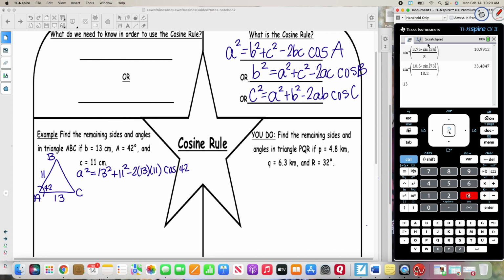Can you have a cosine under a square root? Yes. All right, so I'm typing all of this in at one time. Does the calculator automatically do the order of operations? Yes. So I did 13 squared plus 11 squared minus 2 times 13 times 11, and I went ahead and did times cosine 42.